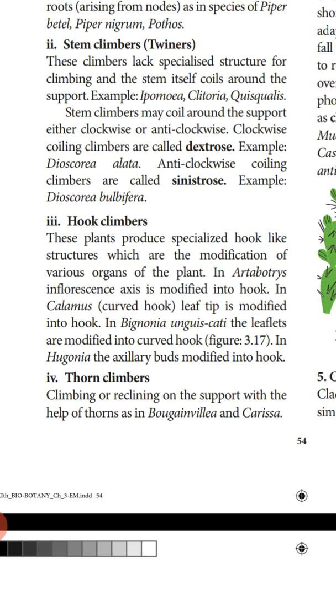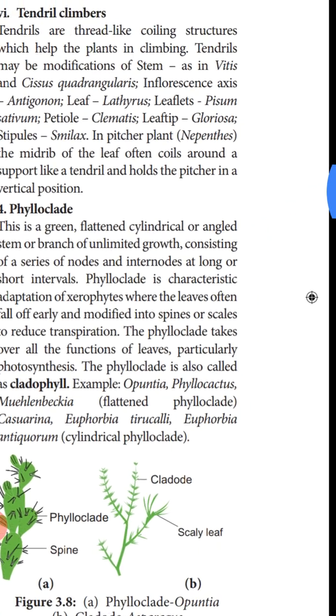Next, in Hugonia, the axillary buds are modified into hooks. The axillary bud is the bud which grows in the axil of the leaf. That bud is modified into the form of a hook, again for the climbing of this weak plant. Next is the thorn climbers. Climbing or reclining on the support with the help of thorns. So here the thorn climbers, with the help of the thorns, get a support to climb over the host plant.